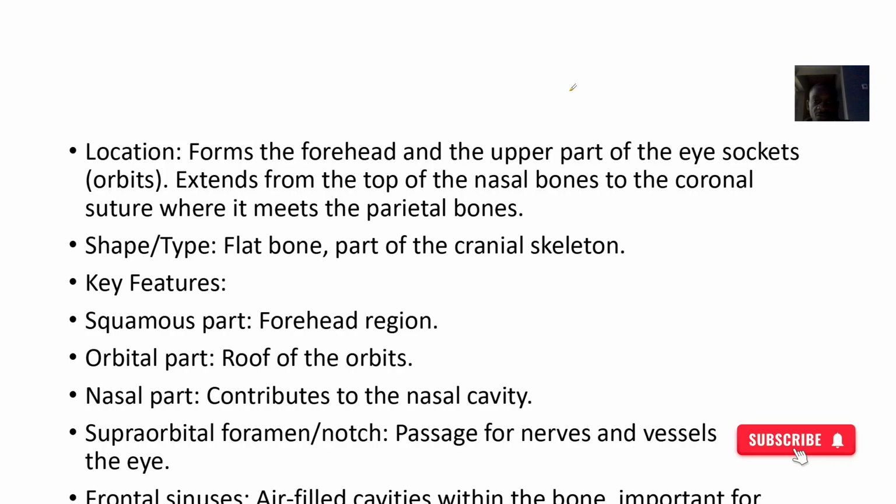So it forms the forehead and the upper part of the eye sockets. It extends from the top of the nasal bones to the coronal suture, where it meets the parietal bones.